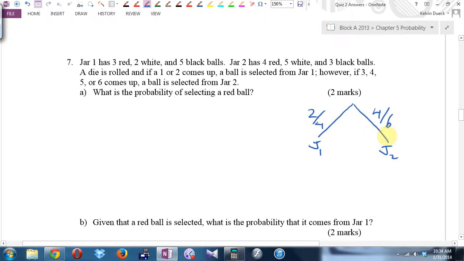Okay. Then jar 1 has red, white, black. Jar 2 has also red, white, black. So no different colors. That's convenient.